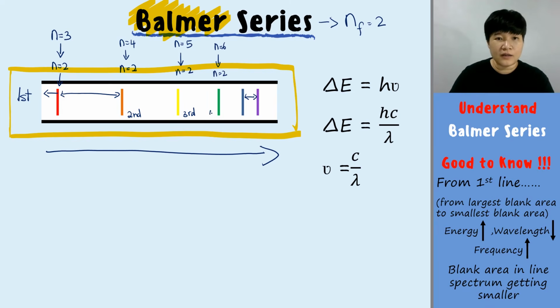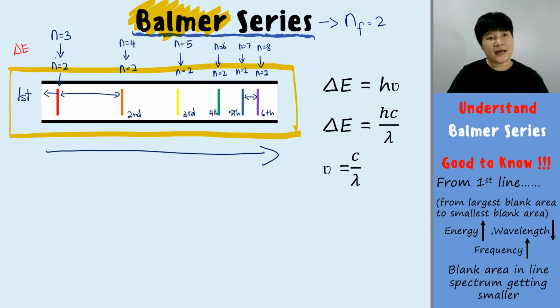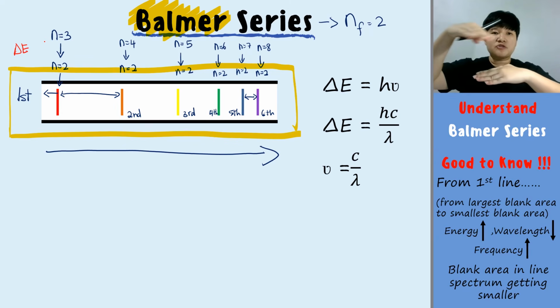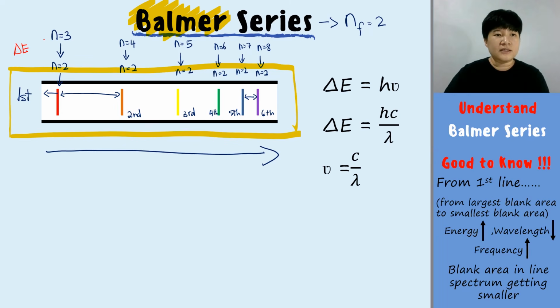The transition that produces the fourth line is n equals 6 to 2, and the transition that produces the fifth line will be n equals 7 dropping to n equals 2. The sixth line will be the transition from n equals 8 all the way to n equals 2. Next, look at the delta E, the energy changes. The energy change for the first line is only the change between energy level 3 and energy level 2, so the delta E is very low.